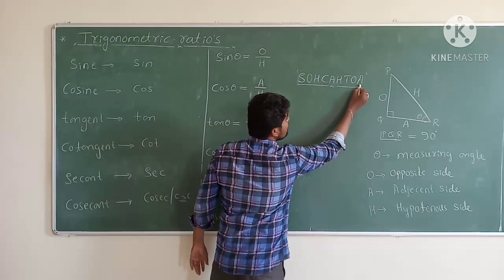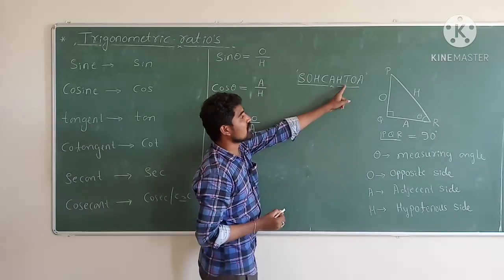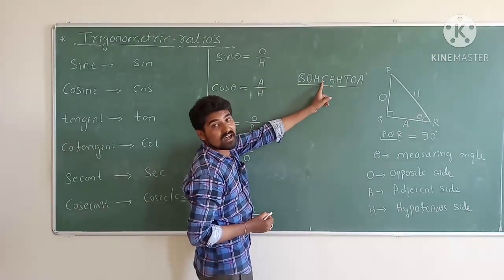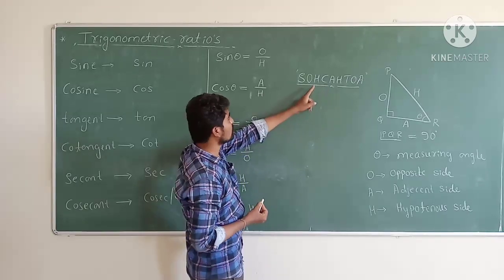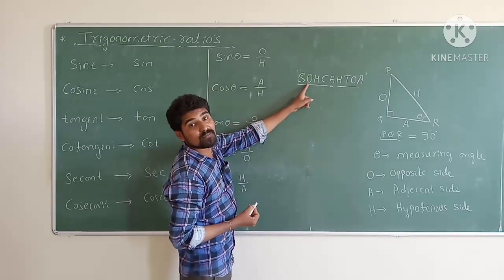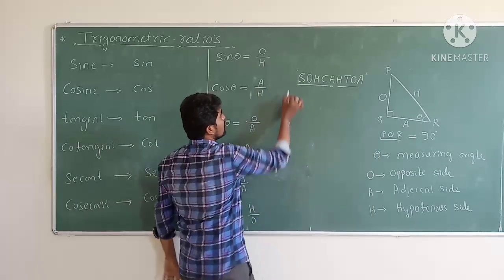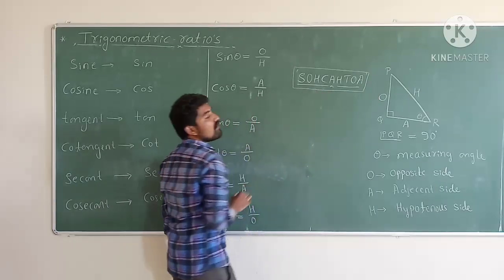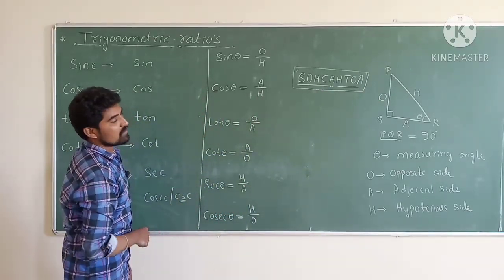So adjacent divided by opposite, ulta, tan is the reciprocal of cot. Hypotenuse divided by adjacent, cos is the reciprocal of sec theta. Ulta, the reciprocal of hypotenuse divided by opposite, sine reciprocal is cosecant. So therefore, by remembering this word, we may remember all the definitions of these trigonometric ratios. I hope all of you understood.